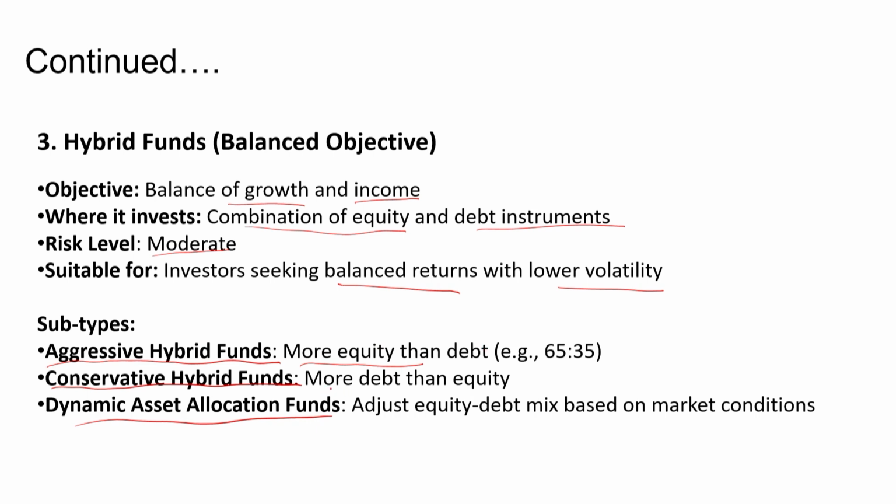Then in the conservative fund, more debt instruments will be selected, whereas in the dynamic asset allocation fund there will be an adjustable equity and debt mix based on the market condition. So these are the hybrid funds.